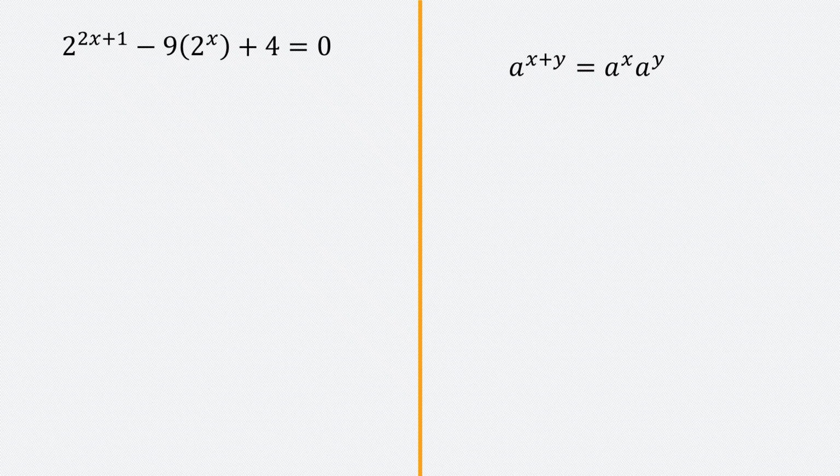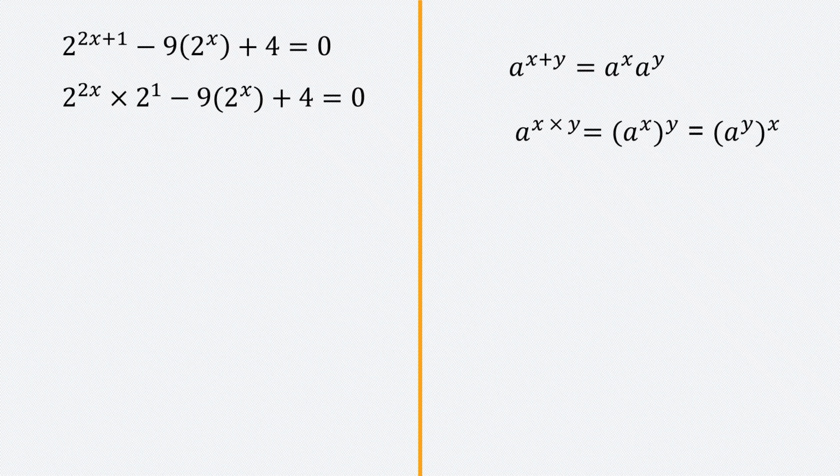So a to the power x plus y equals a to the power x times a to the power y. So 2 to the power 2x plus 1 becomes 2 to the power 2x times 2 to the power 1, right? The next thing we'll do is to rewrite 2 to the power 2x.